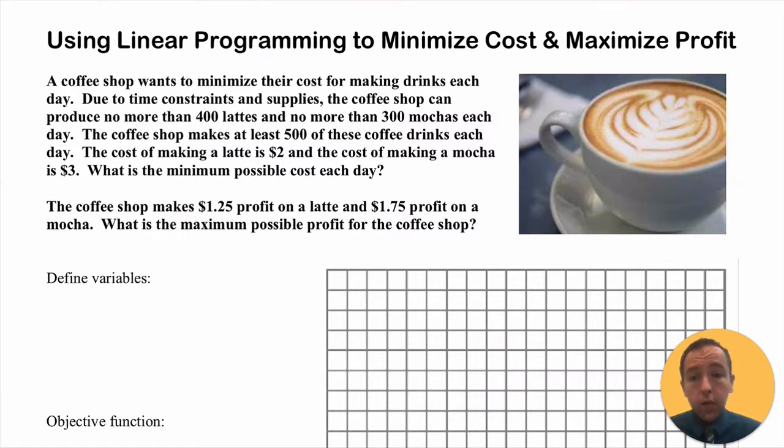Now, the cost for the business is $2 per latte, and the cost of a mocha is $3. So what is the minimum possible cost each day? There is some more text that we will consider a little bit later on. So right now, we're just going to consider that first paragraph and ignore those second couple sentences there.